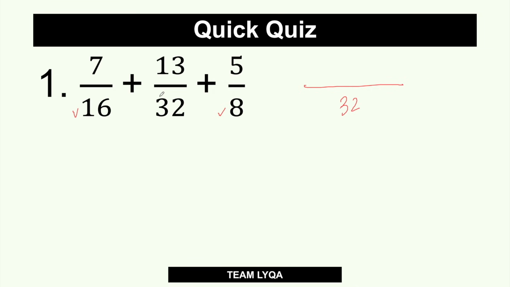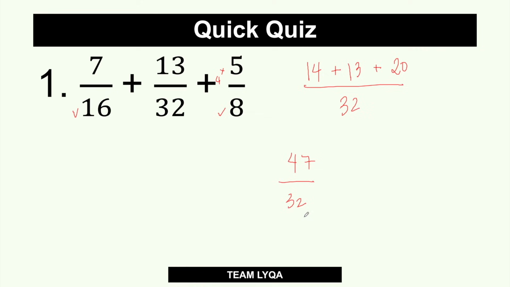Okay? So, next step ko, 32 divided by 16 is 2, times 7, that is 14, plus, and then ito, dahil 32 na siya, hindi ko na siya babaguhin, 13 na lang siya. And then plus, 32 divided by 8, 8, 16, 24, 32, that is 4. 4 times 5 is 20. So, I have that right there. So, the answer would be, i-add ko na ngayon siya lahat. 14 plus 13 is 27 plus 20, that is 47 over 32.